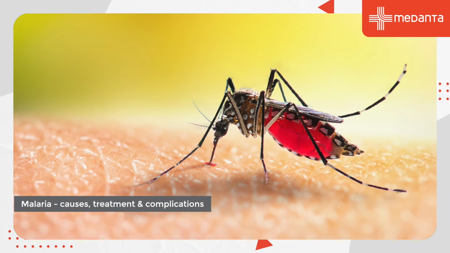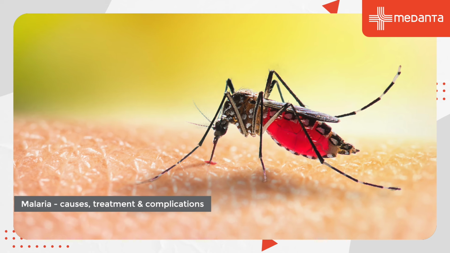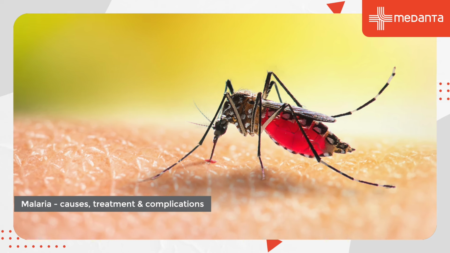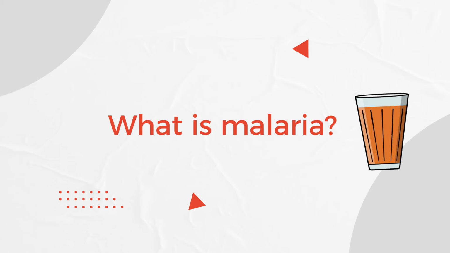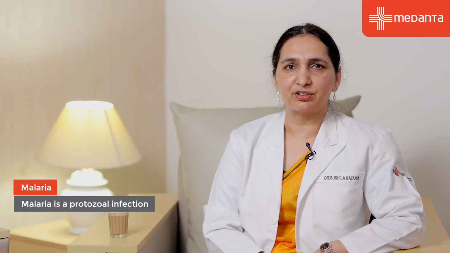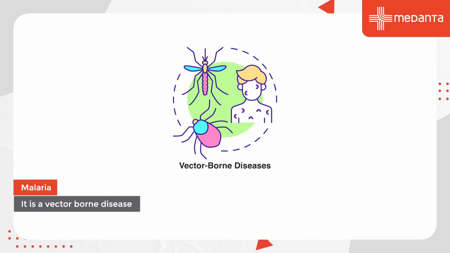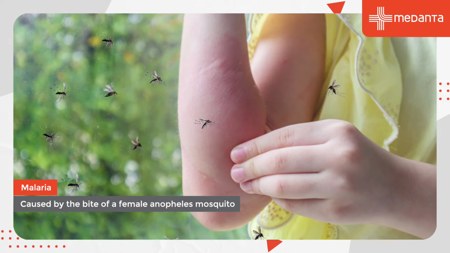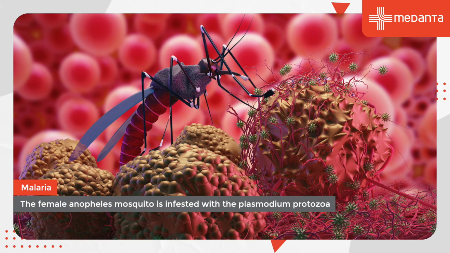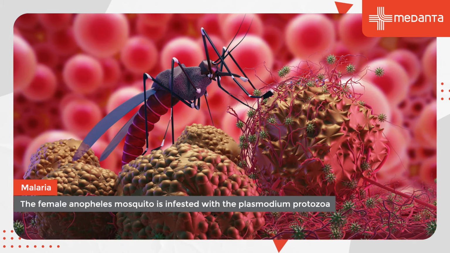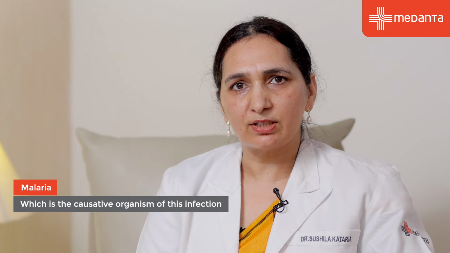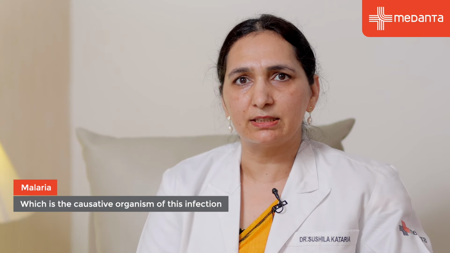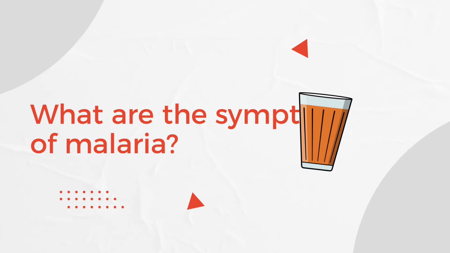Today we are going to know about malaria, its causes, its treatment and what complications it can cause. So malaria is an infection. It is a protozoal infection, a vector-borne disease caused by the bite of the Anopheles mosquito, especially the female Anopheles mosquito infested with the Plasmodium protozoa, which is the causative organism for this infection. It leads to fever and a lot of other complications.